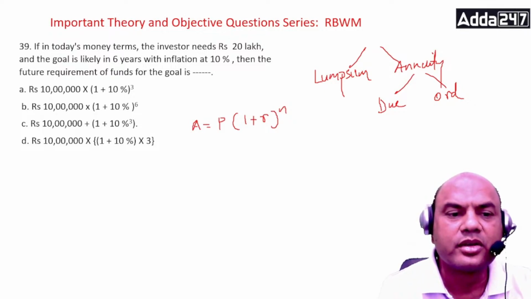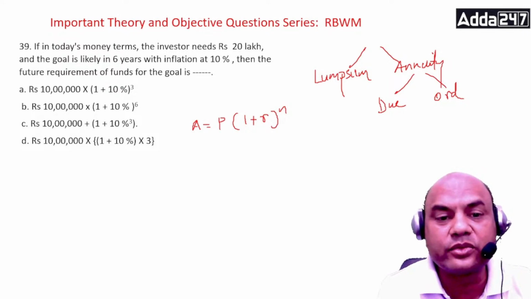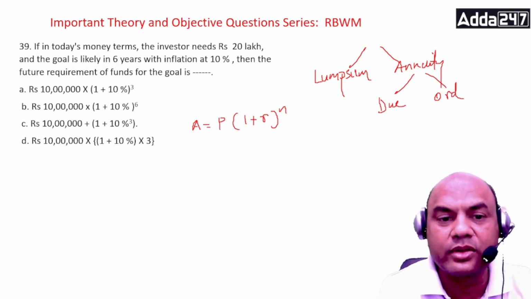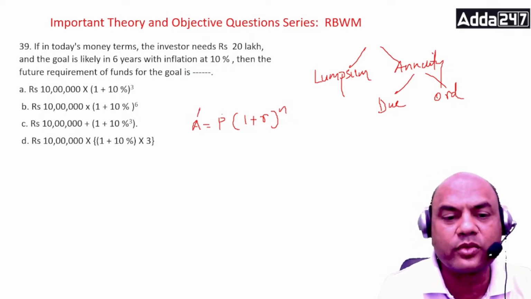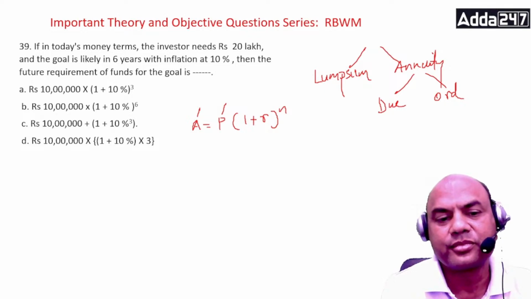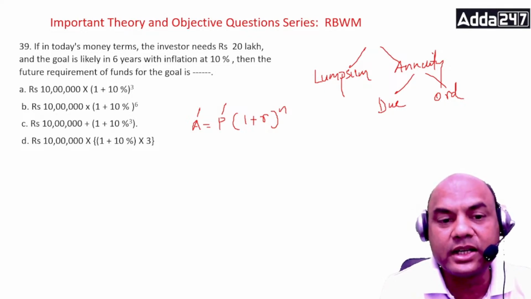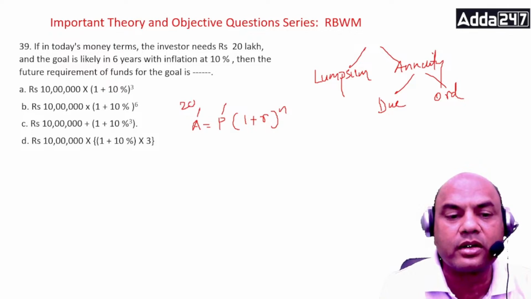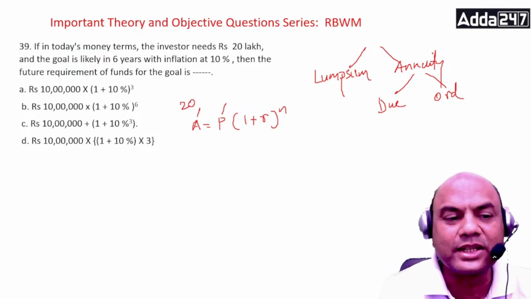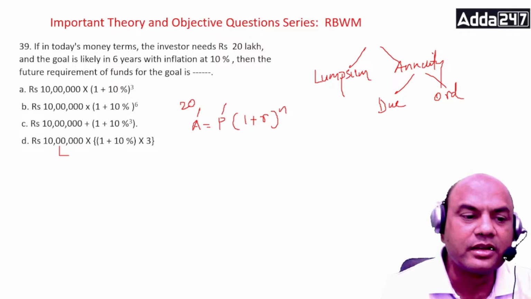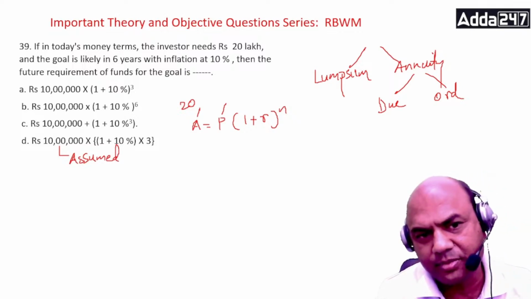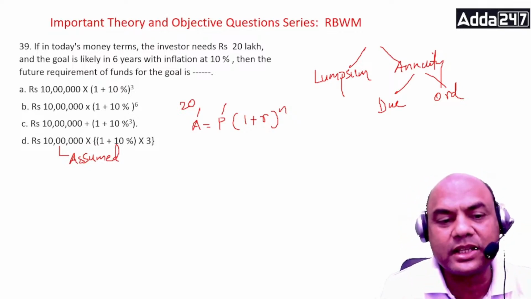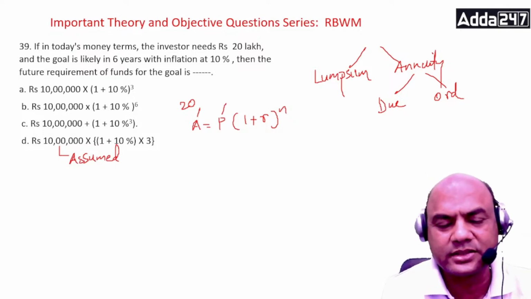Got it? So the investor needs 20 lakhs. See this, needs. So where will this 20 come? Is it over the year, or is it P? Whatever is needed will be at the end. So 20 will be at the end of the year. Here some other P is assumed, 10 lakhs. You will ask how we got this 10 lakhs. It is assumed. You can write 12 lakhs also over here. The only point is that it should be less than A, less than 20 lakhs.